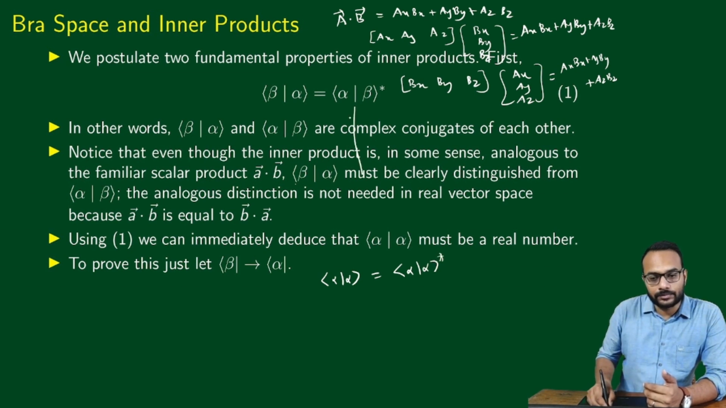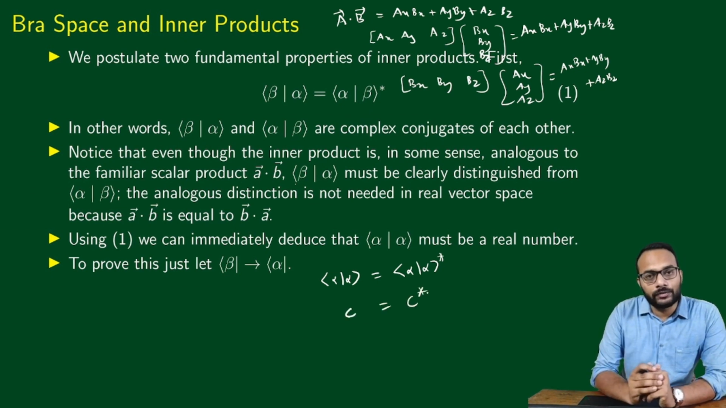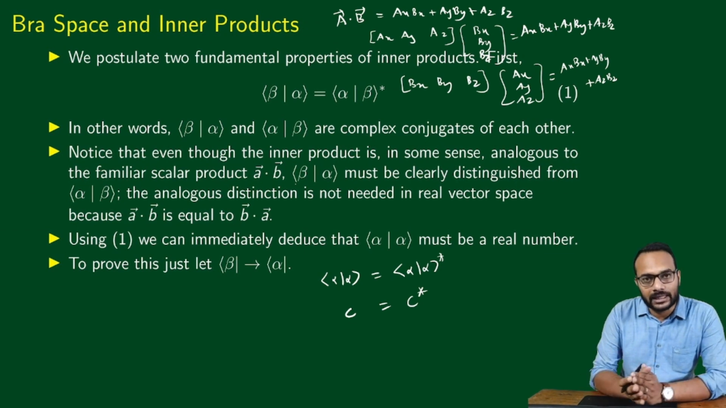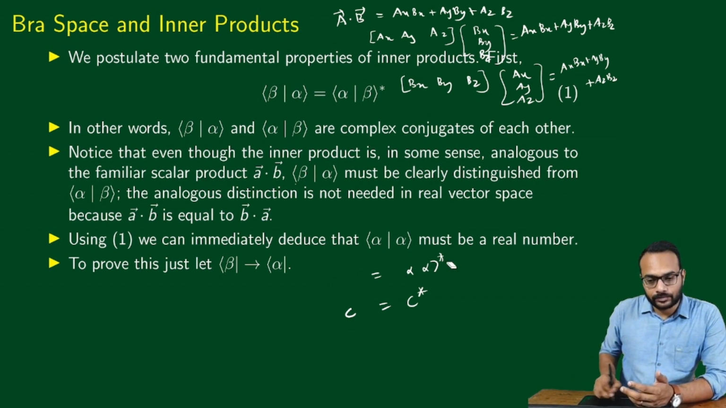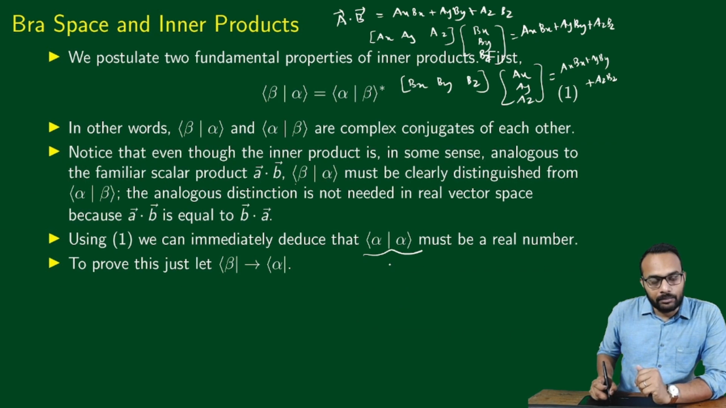according to this equation, right? So you have got a number here, which is the complex conjugate of itself. So this means that it's a real number. If you take the complex conjugate of a real number, you get the same number. So bracket alpha alpha is a real number.